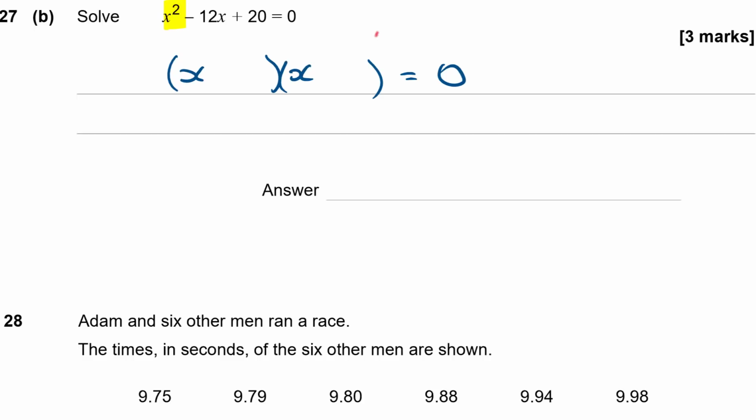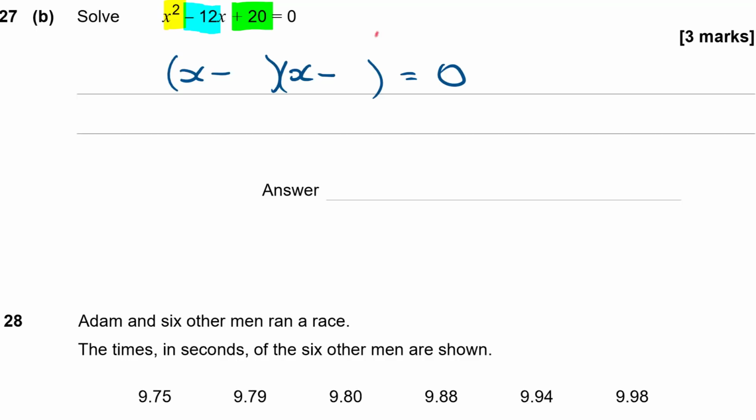Now the next thing to look at is this positive 20 at the end. That tells me my two numbers multiplied together to give me 20, but they add together to give us this number in the middle, which is minus 12. So it multiplies to give me a positive number, and it adds up to give me a negative number. Now that tells me that both of these signs are negative, because a negative times a negative is a positive, but when I add two negative numbers together, I'm going to get a negative number.